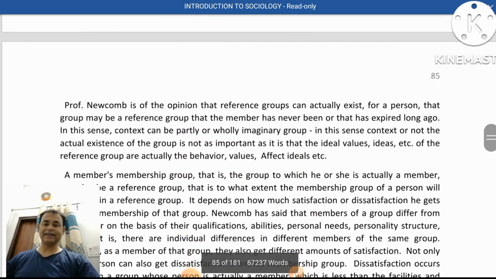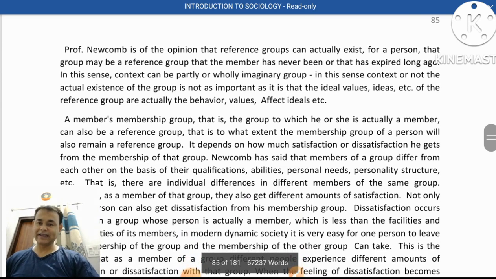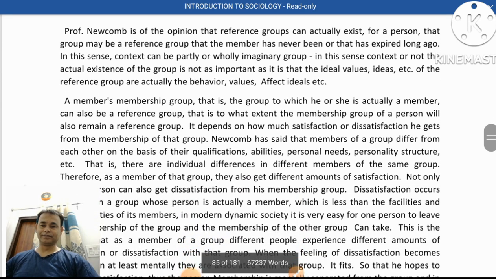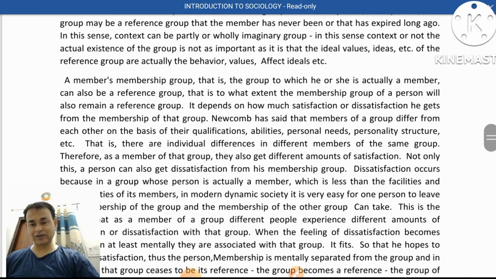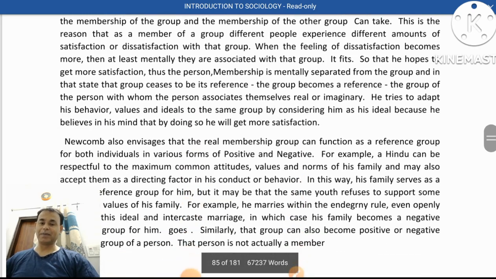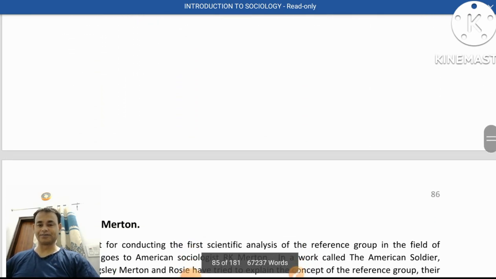Newcomb divided groups into positive groups and negative groups. There are some groups whose members we want to become, and there are some groups which we don't want to become a member of. That is a negative group.